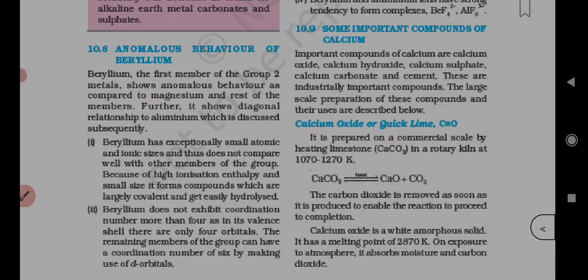So calcium oxide plus water. If you add water to calcium oxide, it will form slaked lime, calcium hydroxide. Calcium oxide and carbon dioxide again give rise to limestone. The addition of a limited amount of water breaks the lumps of lime. This process is called slaking of lime.